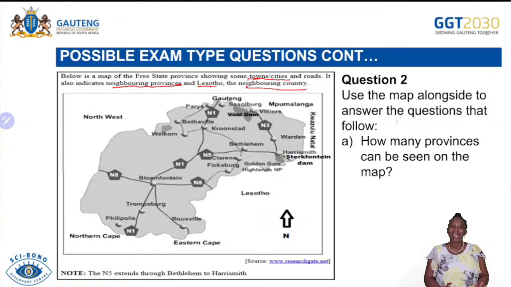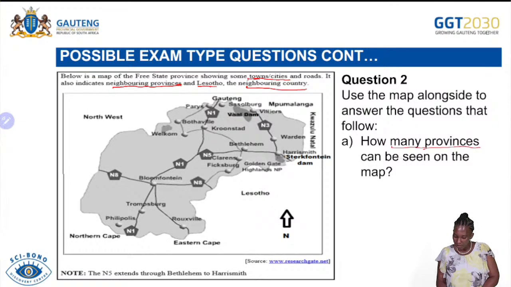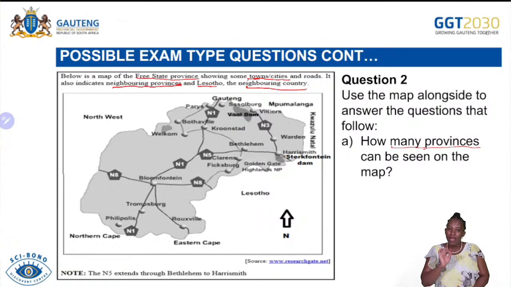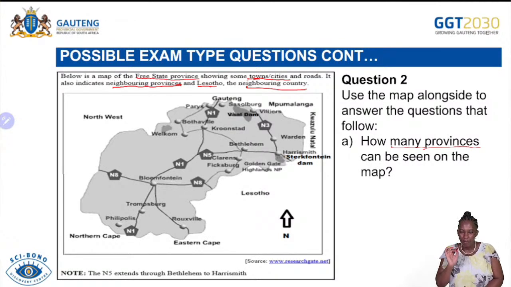So that means it will be clear and you'll be able to identify the correct answers. It says, how many provinces can be seen on the map? Number 1, it says here below is a map of a Free State province. That is our keyword, number 1. A map of a Free State province. And then it's showing some towns and cities and roads. It also indicates the neighboring provinces. It means there are provinces also there that are being indicated on the map. So the question says, how many provinces can be seen on the map?